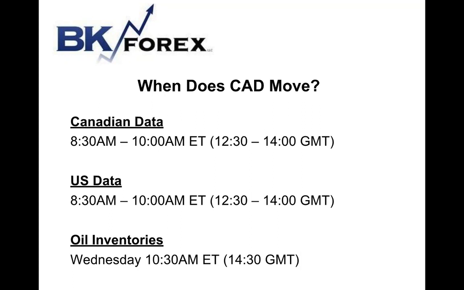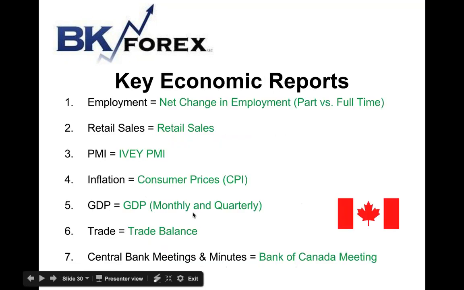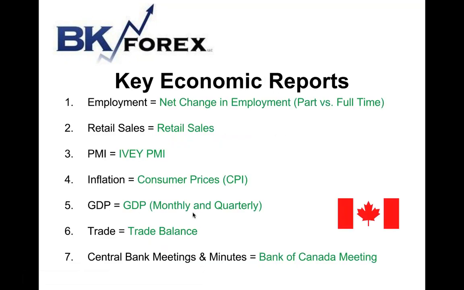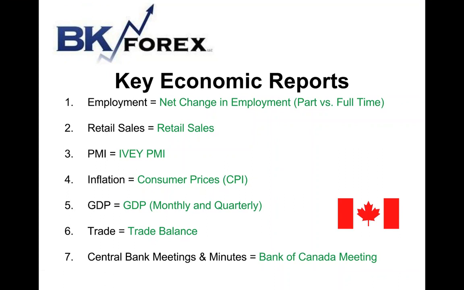But generally, it only really moves during the North American session, which is 8:30 to about 12 noon New York time, when you have Canadian data, U.S. data, and very importantly, oil inventory data, which is its own little animal that can have a big impact on Canadian movement. Many, many times you could have positive Canadian data but negative oil data, and the Canadian dollar will just collapse.